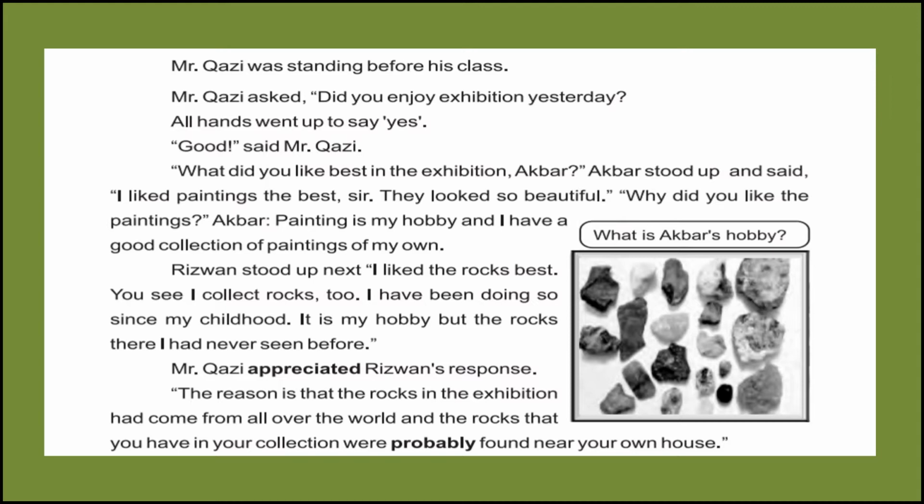Why did you like the paintings? तुम्हें तस्वीरें क्यों अच्छी लगी? अकबर, painting is my hobby, अकबर, तस्वीरें बनाना मेरा मशगला है. And I have a good collection of paintings, और मेरे पास तस्वीरों का बड़ा ज़ख़ीरा है, of my own, मेरी अपनी. So the sentence will be: अकबर, तस्वीरें बनाना मेरा मशगला है और मेरे पास मेरी अपनी तस्वीरों का बड़ा ज़ख़ीरा है. Rizwan stood up next.